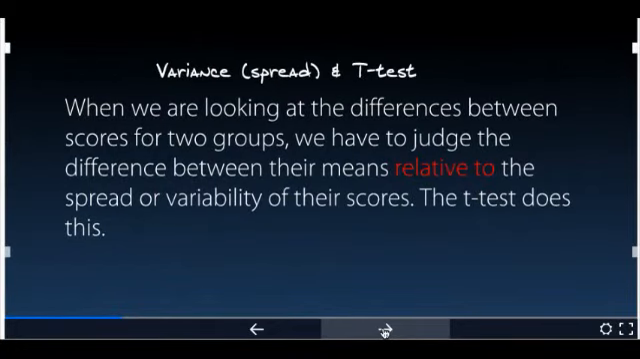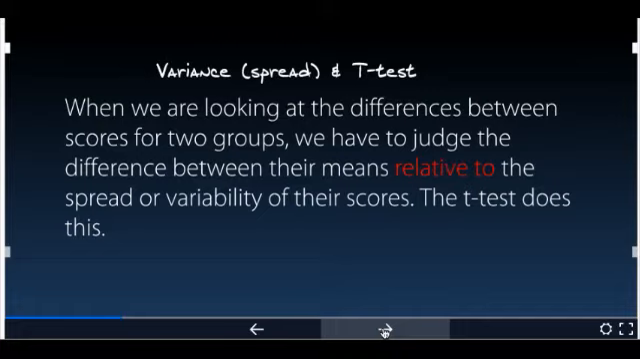So it's very important to understand that we are looking at differences between the two groups, and we have to judge the difference between their mean scores, which is between group variance, relative to the variability or the spread, the within group variance of the scores. A t-test can do that, and ANOVA can do it too, but we're going to be covering the t-test first here. So make sure that you understand that what we're looking at is not just the mean differences between the two groups.